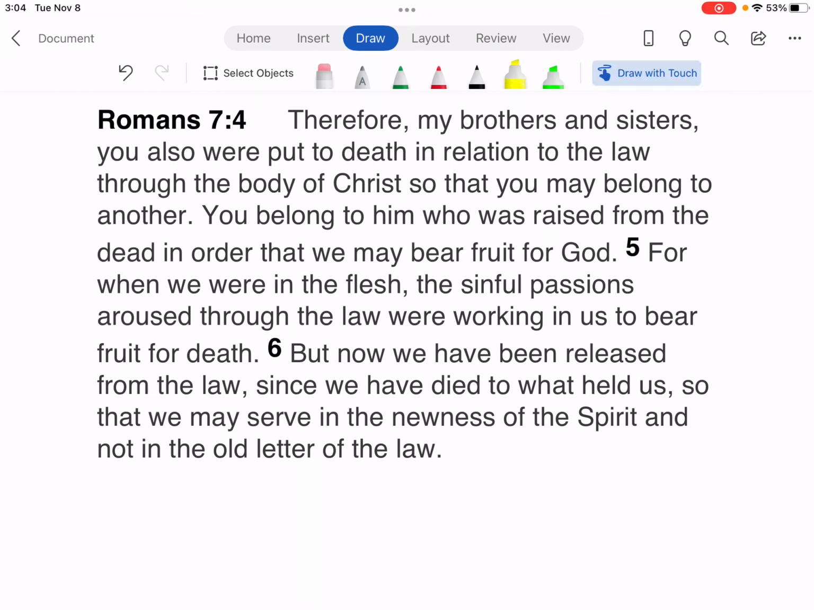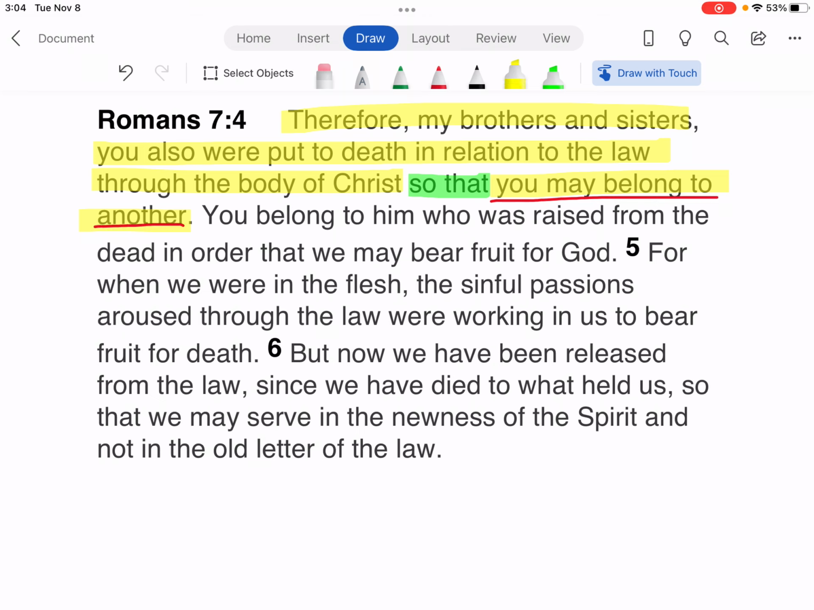Sometimes we read things like Romans 7, 4 through 6, and we see things like, we were put to death in relation to the law. And so people will say, hey, we're dead to the law, so the law doesn't have a hold on us. End of story. But when we use this tool, we start to see a greater point, and we start to see the meaning in this. So watch this. Therefore, my brothers and sisters, you also were put to death in relation to the law through the body of Christ. Man, that's great, but there's more. So that you may belong to another. Hey, there's a purpose here. This is why this happened. There's more going on in the sentence.